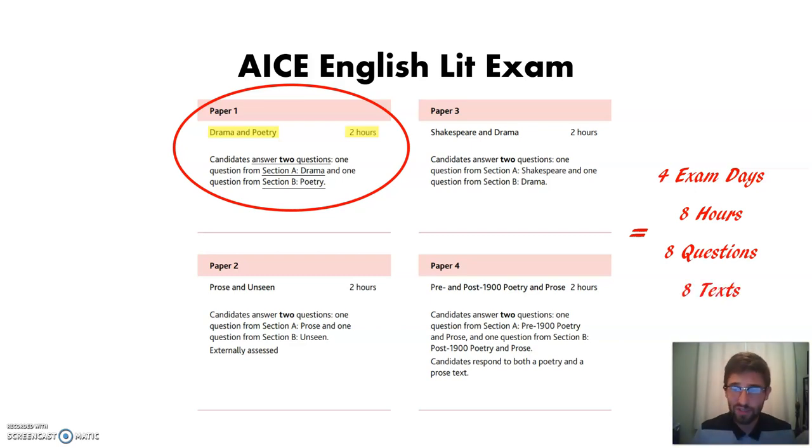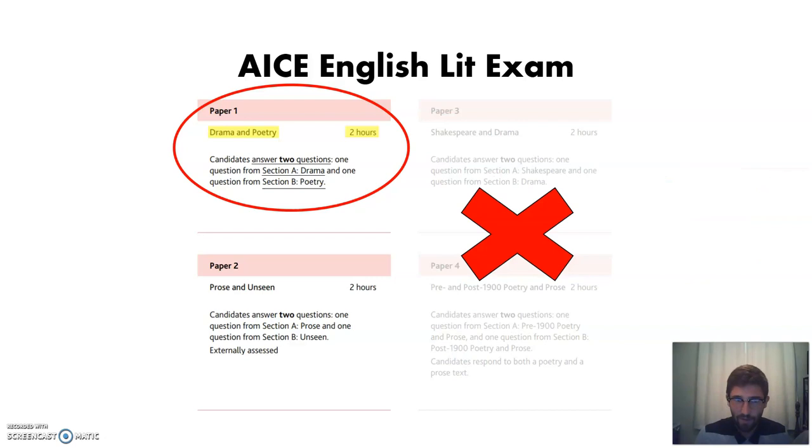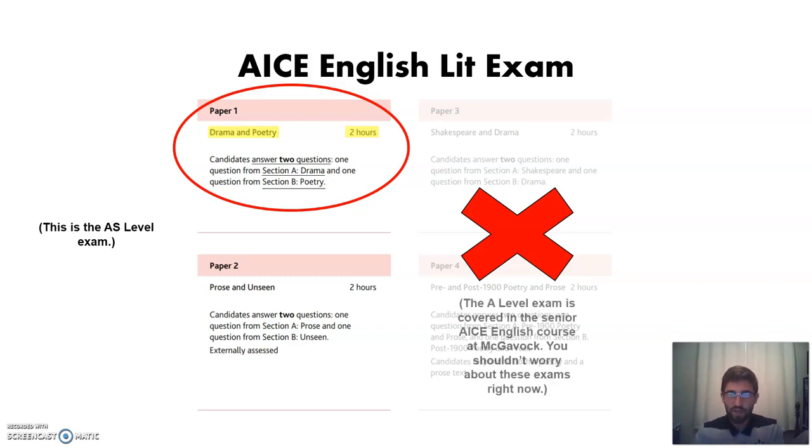And that can seem pretty daunting. If that sounds a little scary to you, don't be ashamed. It's all right. But I do have some good news. The whole right side of this page, you don't have to worry about right now, because that left side is the AS level exam. That's what we're worried about today. The stuff on the right, you're going to cover in the A-level course your senior year in McGavick. So we're only worried about half of the test for right now, and that's nice.